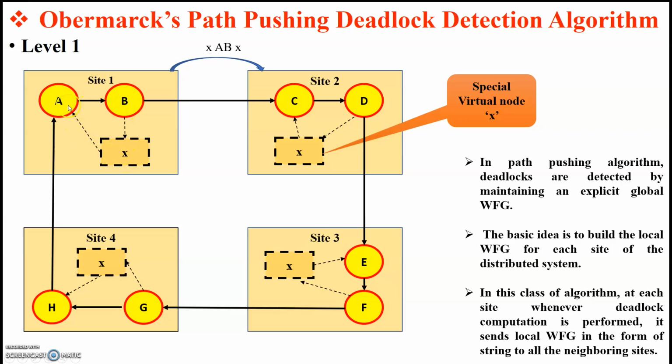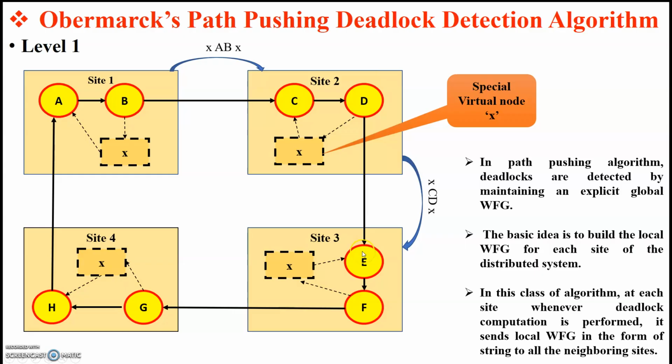Why? Because A is waiting for an external process, which is H. That is why it will start from x, then it will go to A, then B, and again B is waiting for some external process, that is C. So again x, that is why external. This is how for each site the string is maintained. If I want to transfer from site 2 to site 3, it will be x c d x, x c d coming back to x, because D is waiting for an external process.